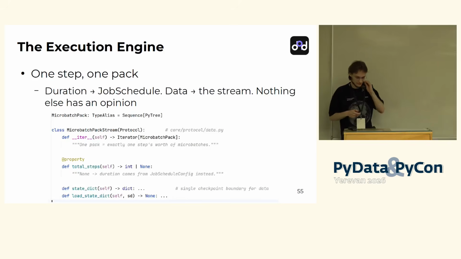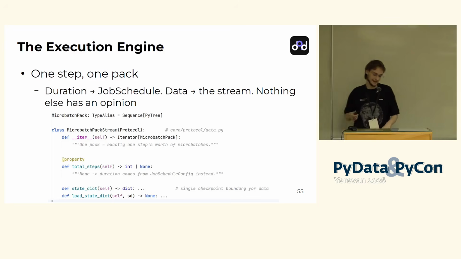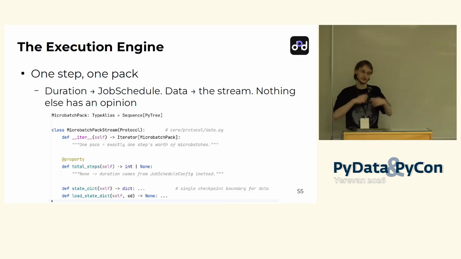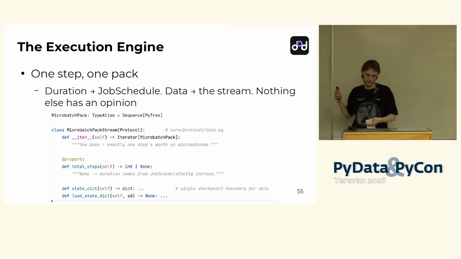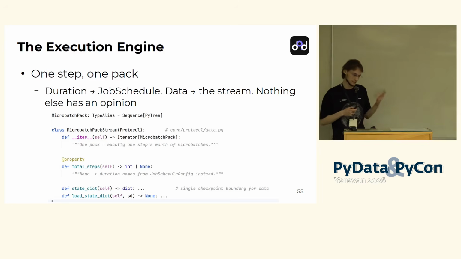In d9d, we wanted to create a single abstraction that owns all the data stuff. We created a microbatch pack stream. This protocol is already implemented by the stateful data loader from the Torch Data package, for instance. So if you don't write your own, you can just pip install Torch Data and use the stateful data loader as a microbatch pack stream. But if you don't want to rely on Torch Data and want to create something custom, you can just use our protocol. It will answer the duration question and the data stream question.